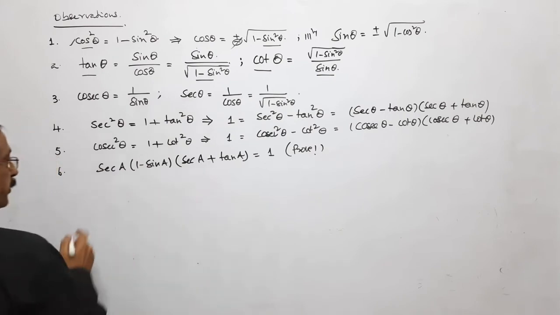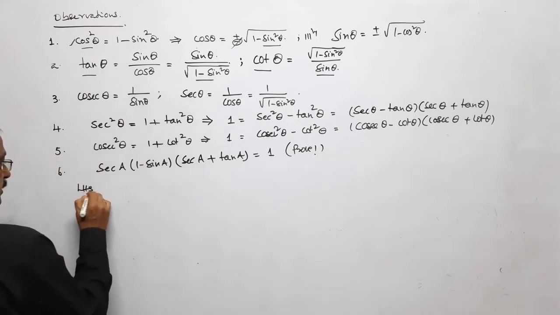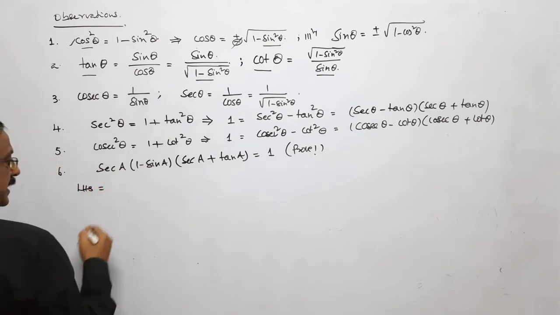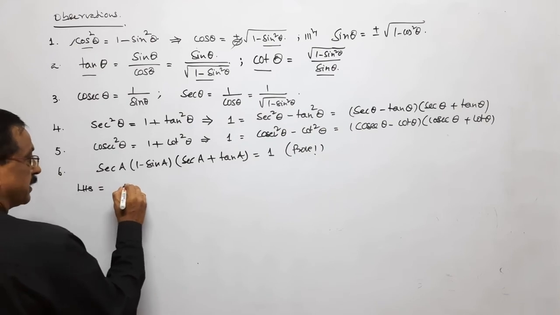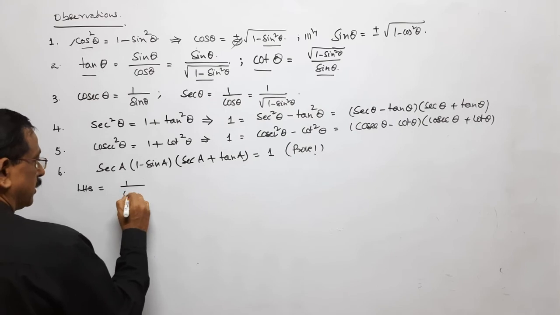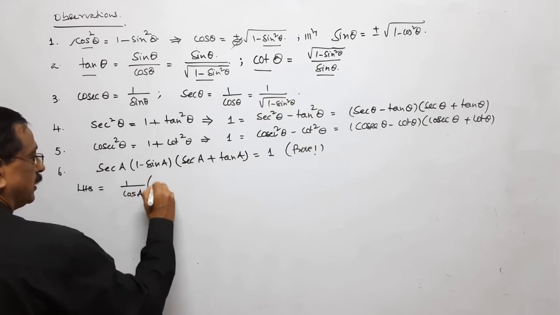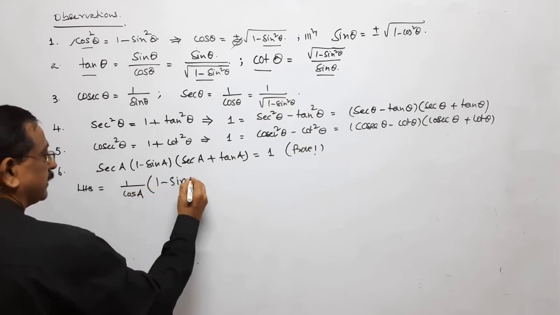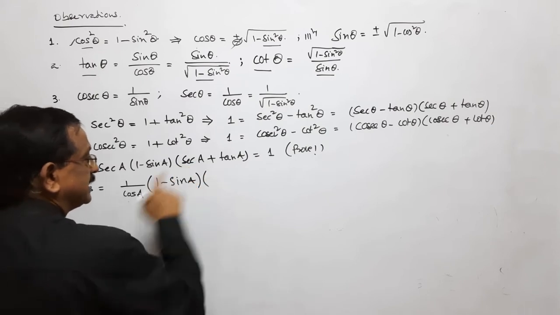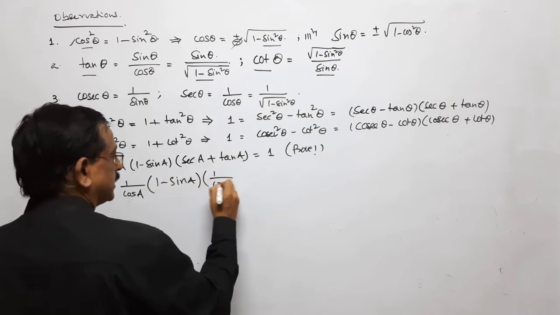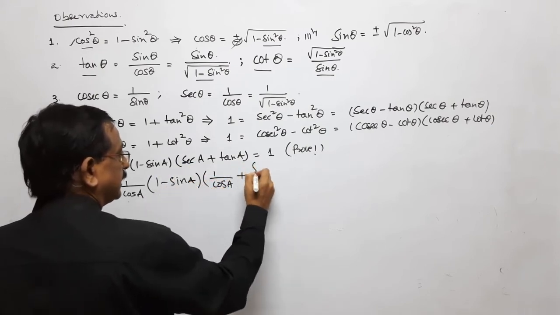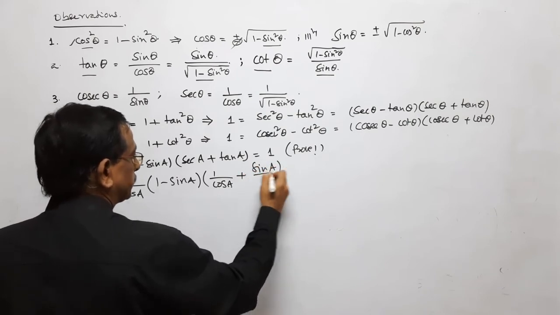So if I want to prove this, I'll consider LHS. What is secant A? I'll write down simply secant A as 1 by cos A into 1 minus sine A, by secant A is 1 by cos A, tan A is sine A by cos A.